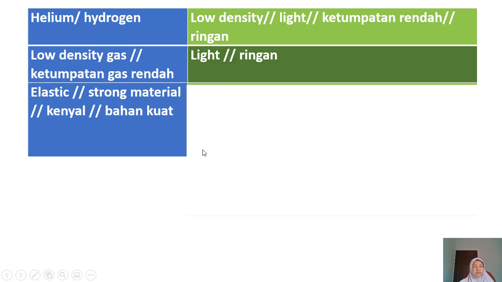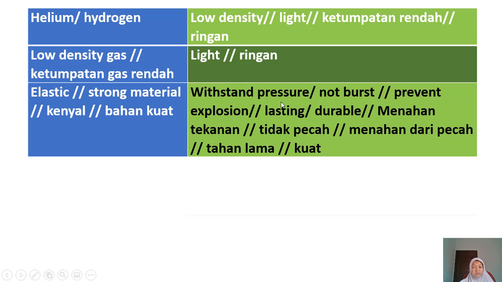The third one is the characteristic of the material for the balloon itself. So elastic, strong material, kenyal, bahan yang kuat. Okay, reason, withstand pressure, not burst, prevent explosion, lasting, durable. Durable ni kuat lah menahan tekanan, tidak pecah, menahan dari pecah, tahan lama atau kuat. Itu ni possible answer lah yang kita boleh pilih. Dan biasanya kita ambil satu cukup, strong material. Kalau strong, partner dia ada apa? Mana partner dia? Durable or tidak pecah. Strong means does not break on you, not burst, kan?